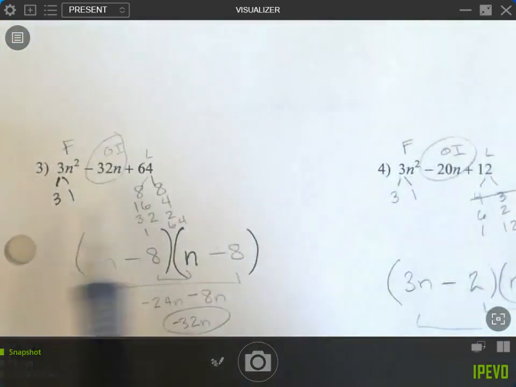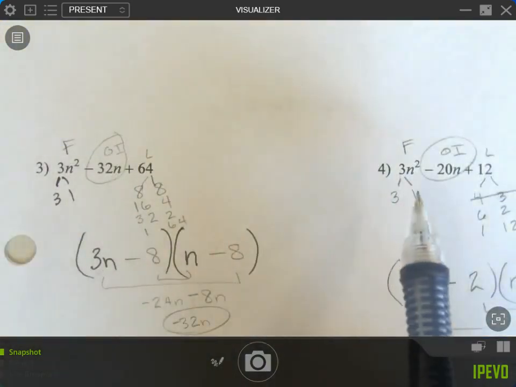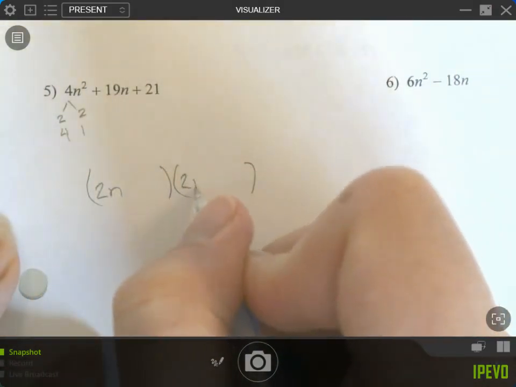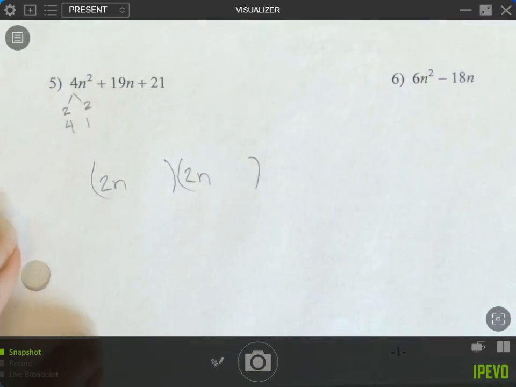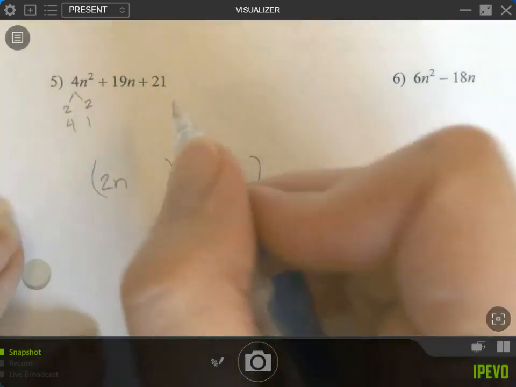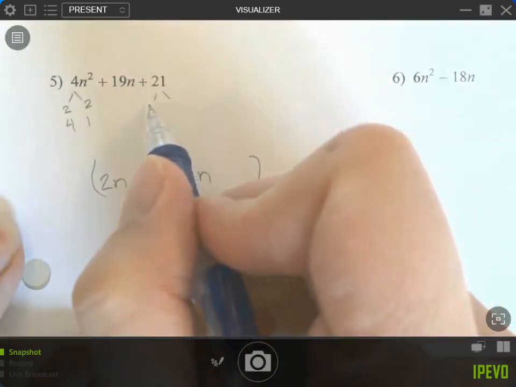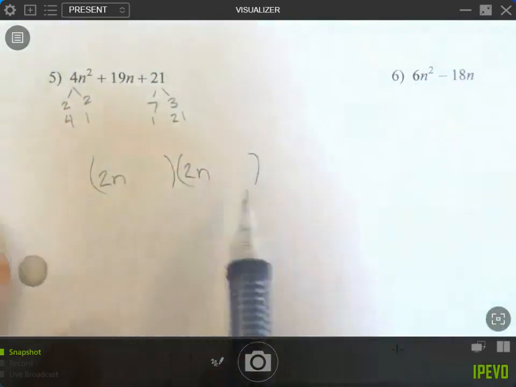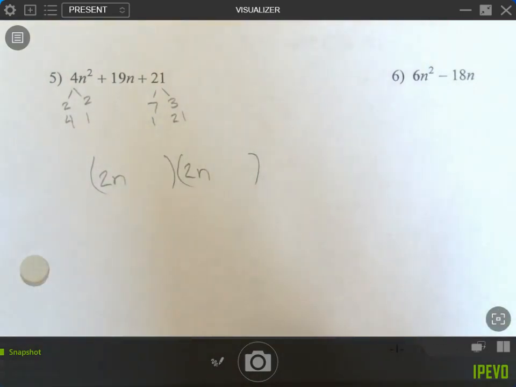Now, all these other ones were prime numbers, so I didn't have to try more than one set. I'm going to go with the 2n and the 2n. And how would you guys deal with the 21? What are your options for 21? 7 and 3. 7 and 3 or 21 and 1. Okay, so I need you to take a minute, plug it in, see if it works.